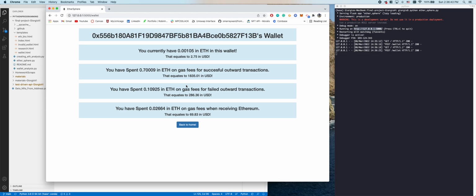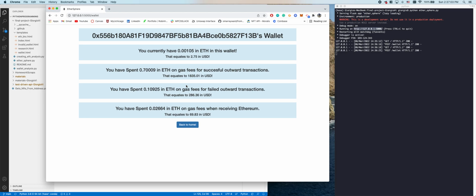And then you also have 3 different types of fees. Gas fees on successful outward transactions, which I spent 0.7 ETH on, which is around $1,800. And this is when you're buying something like an NFT, a transaction. You're trying to buy a different coin using Ethereum. Will be that kind of transaction.